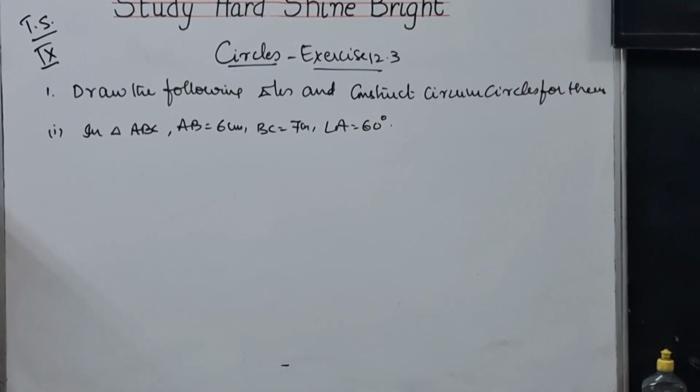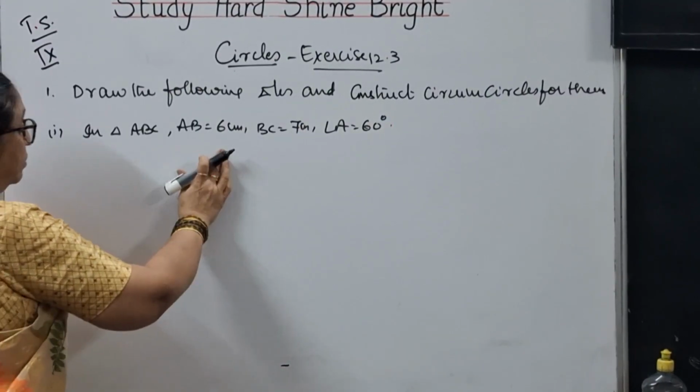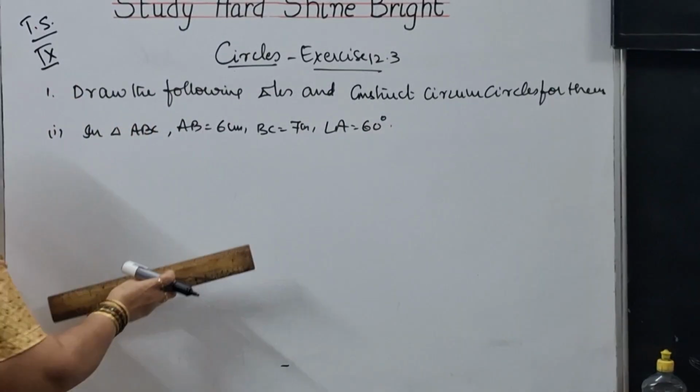Now I am dealing with ninth class maths, circles, exercise 12.3. In this, you have to draw the following triangle and construct the circumcircles. So, we have the first one: triangle ABC. AB is 6 centimeters, BC is 7 centimeters, and angle A is 60 degrees.